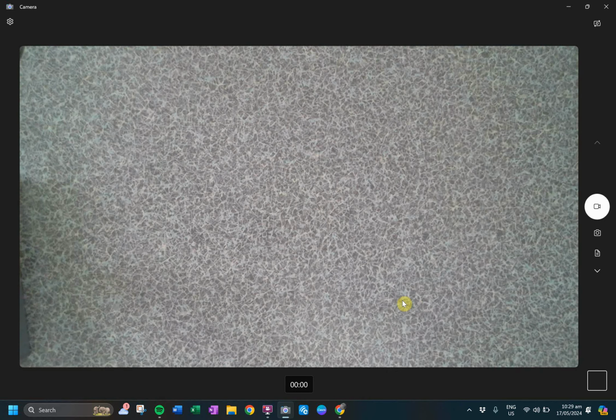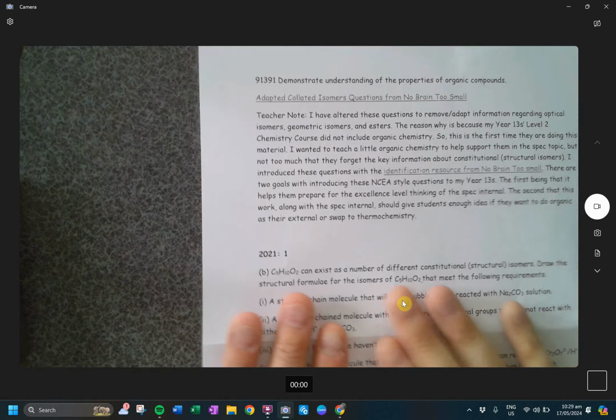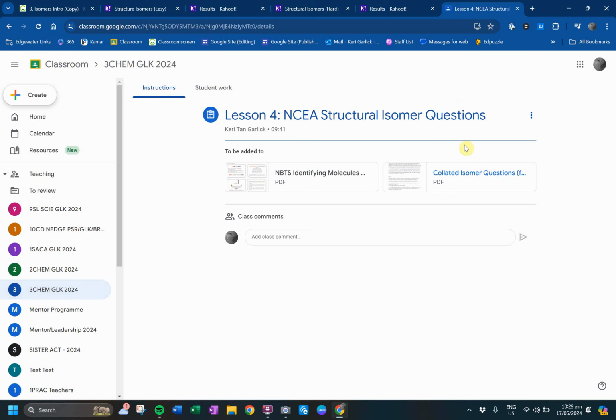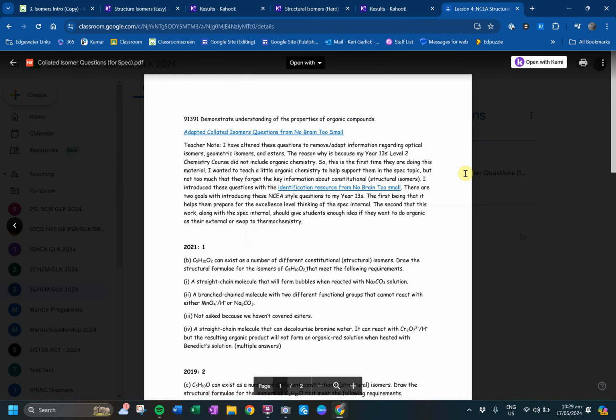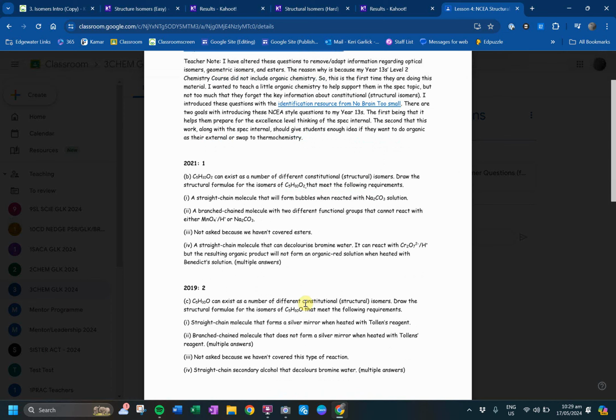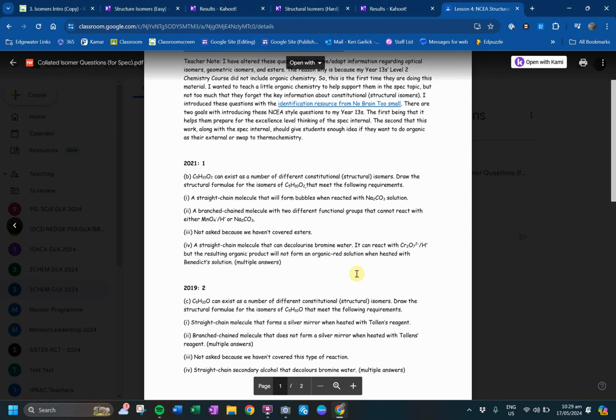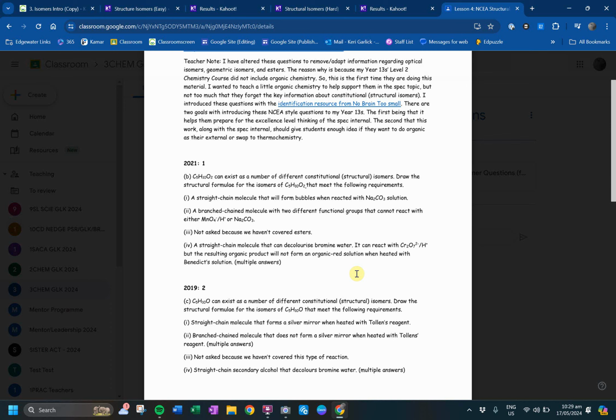You guys are going to be using this to help you answer this NCEA exam question. Now, I've only printed the first page instead of the whole document. The whole document is on Google Classroom, and I have adapted it a bit to either remove some questions or reformat some of them, because I'm not going to teach you guys esters until after the spec internal. So I wanted to remove those questions. I'm also mindful you guys haven't done level 2 organic chemistry, and so I wanted to remove some that could have caused an issue with content I'm going to teach you later. So that is organized.